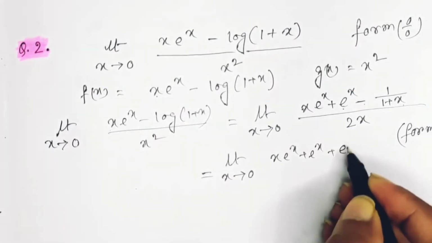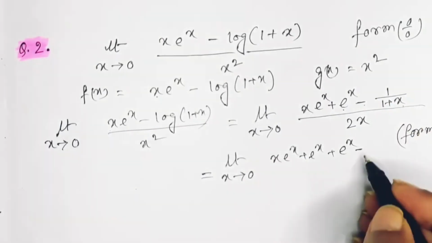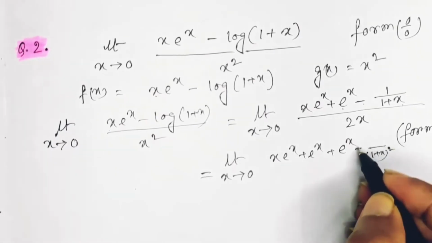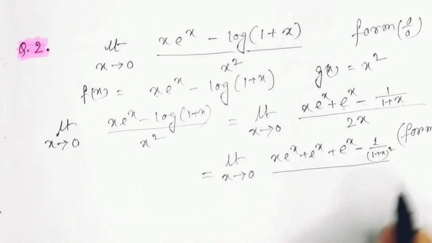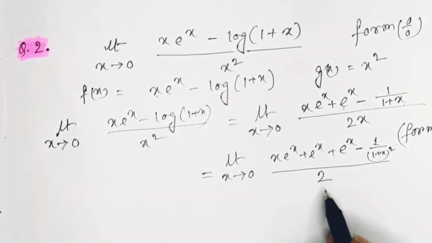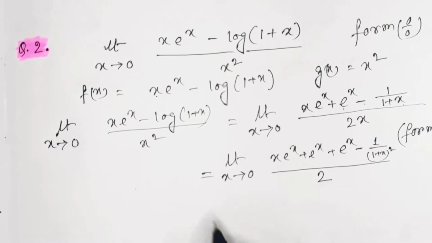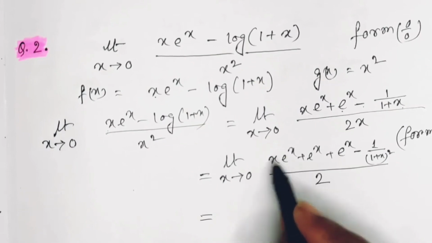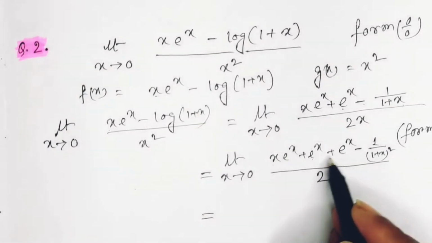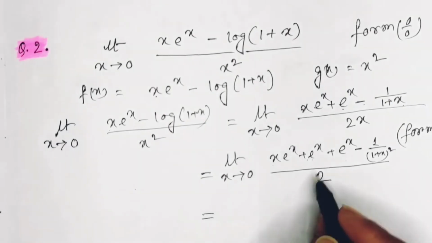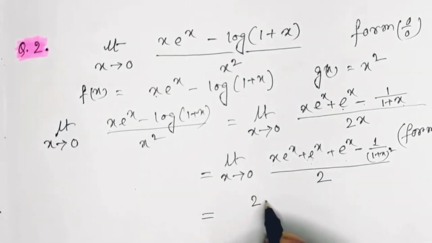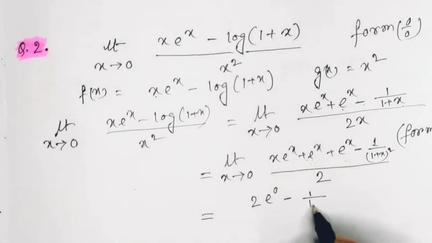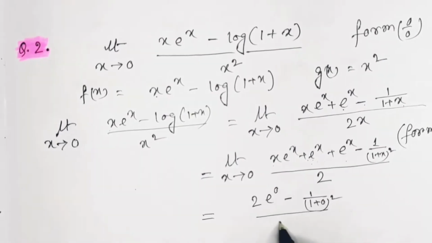The derivative of e to the power x is e to the power x, and the derivative of the log term is 1 upon (1 plus x) whole square, with a minus of 1, and the derivative of the denominator is 2. So definitely it is not equal to 0, so we should stop our process here. After that, if we substitute the values, here x is 0, so this part is 0, and we get 2 e to the power 0, and then 1 divided by (1 plus 0) whole square, all divided by 2.